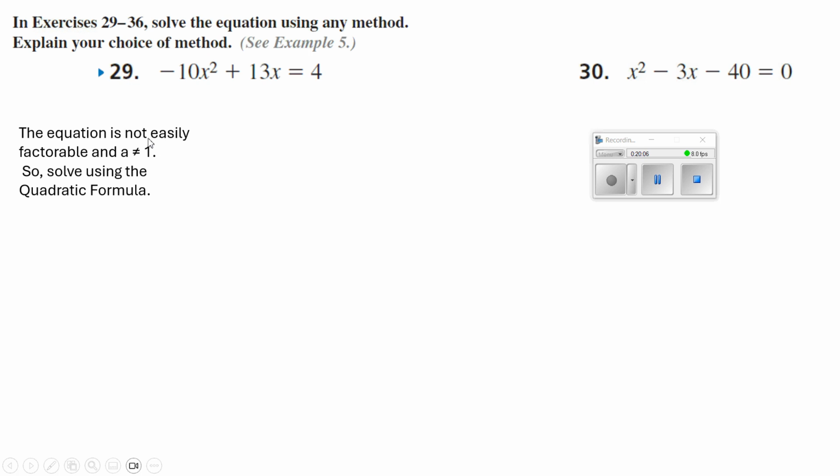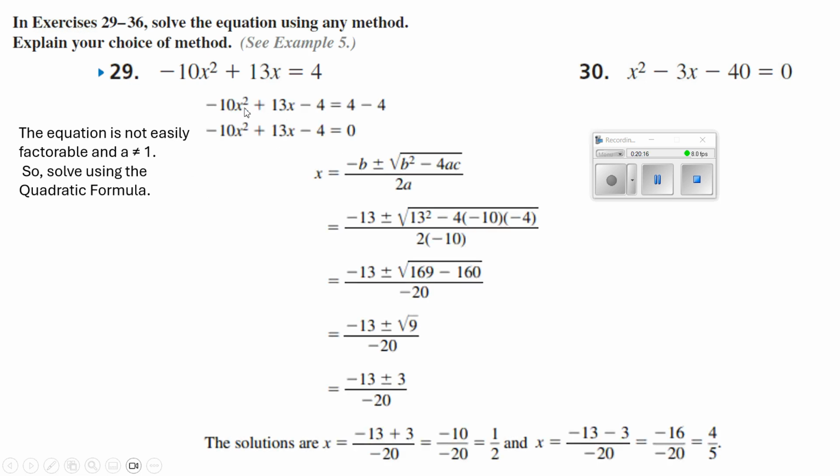And A is not equal to 1. It's negative 10. So we're going to use the quadratic formula, right? This is our fail-safe. So when we do this, first I'm going to add 4 to both sides, or subtract 4. Sorry, we already had a positive 4. We're going to subtract 4 from both sides. That's going to leave you negative 10x squared plus 13x minus 4 equals 0.